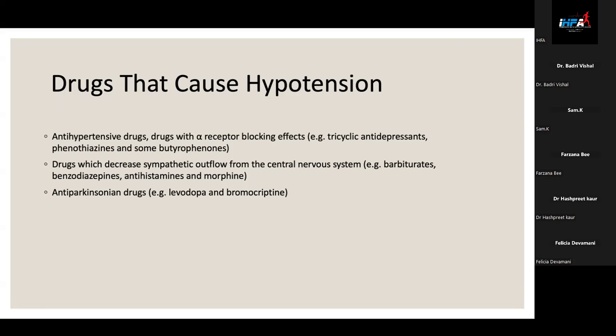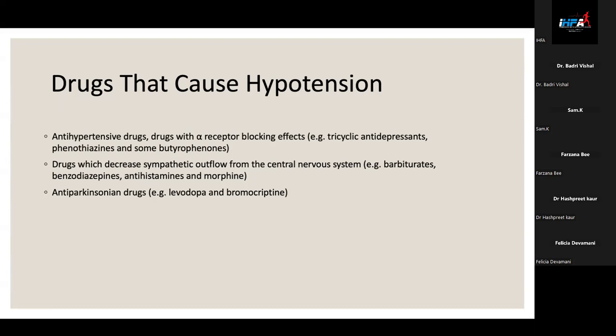The drugs which decrease the sympathetic outflow from the central nervous system, like barbiturates, benzodiazepines, antihistamines, and morphine, should always be given under proper monitoring. Morphine, especially when we are giving it in end of life care, when the patient is under immense pain, we should not leave the patient unattended, because they can go into hypotension as soon as they are unattended, and can collapse pretty easily.